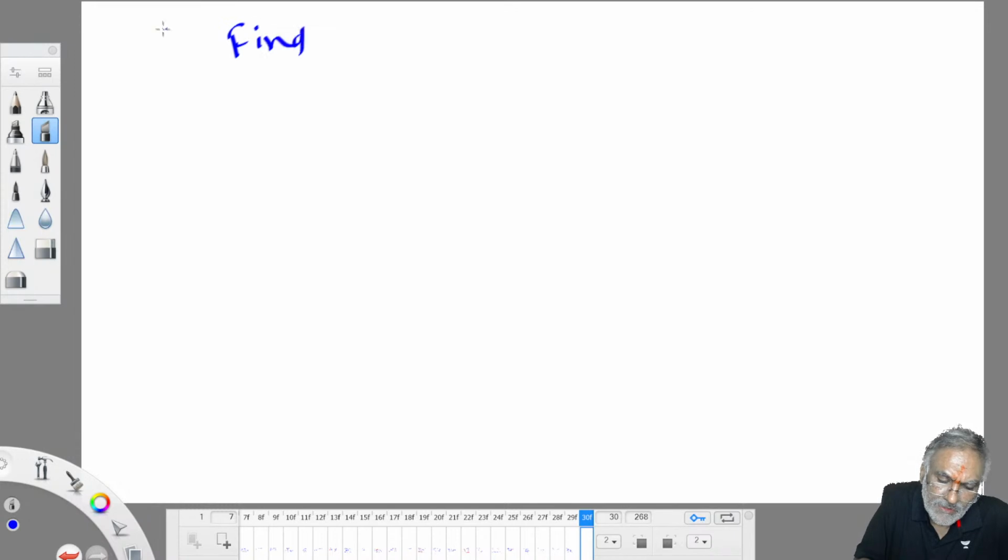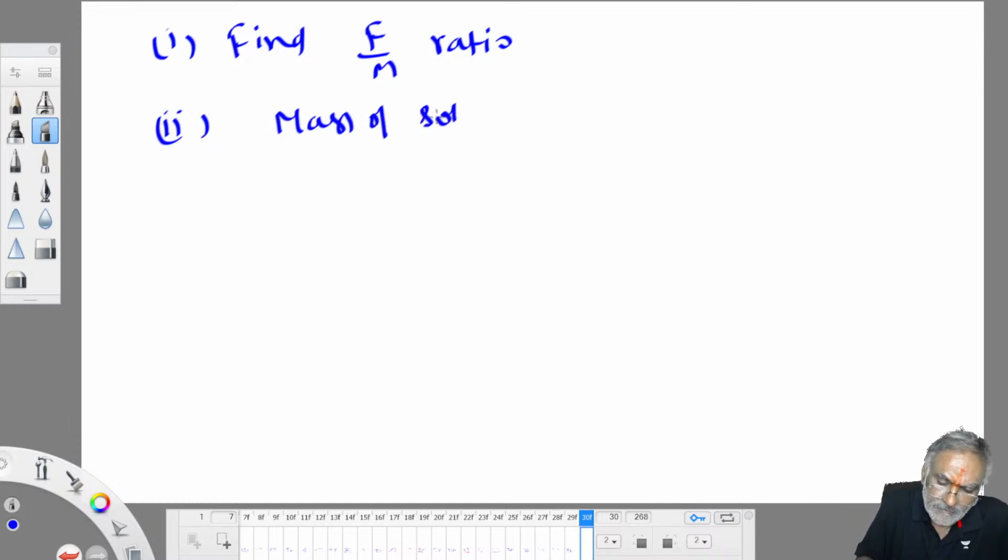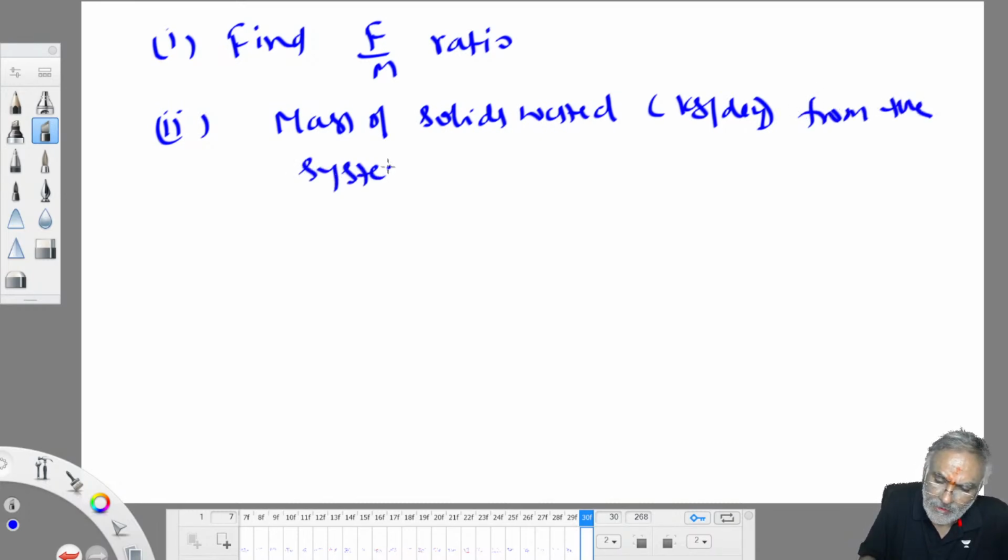Then question is, find, first question, F by M ratio. Second question, the mass of solids wasted in kg per day from the system. Come on, work out. Two things have been asked to find out. 4 marks question in GATE exam this is. Each one carried 2 marks.